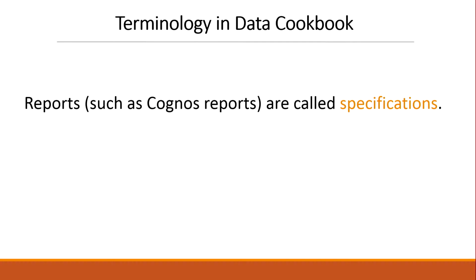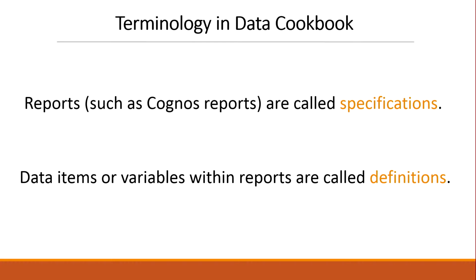Reports, such as Cognos reports within Data Cookbook, are called specifications. Data items or variables within those reports are called definitions.